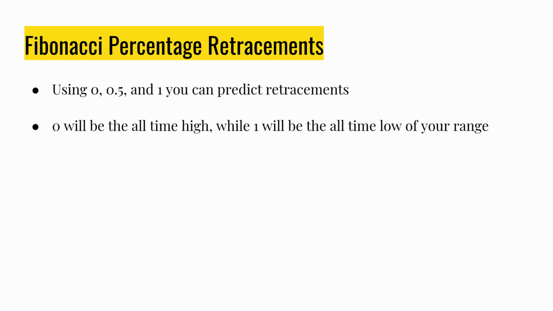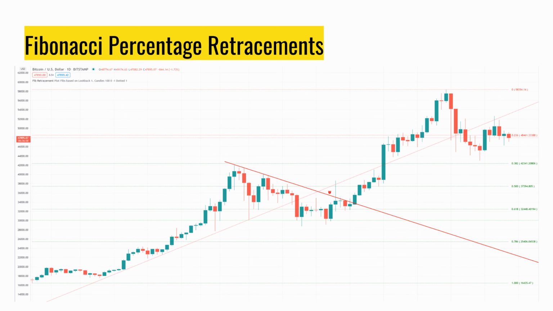In short, this is how it works. You use 0, 0.5, and 1 as your main lines to predict retracements. 0 will represent the level of the all-time high, while 1 will be the all-time low of your range. From there, you just plus or minus 0.618 from 0.5. This gives you your retracement levels. Let's look at an example and see how the computer does all the work for us.